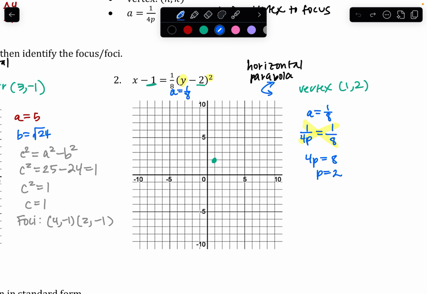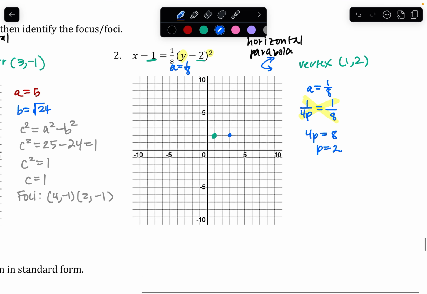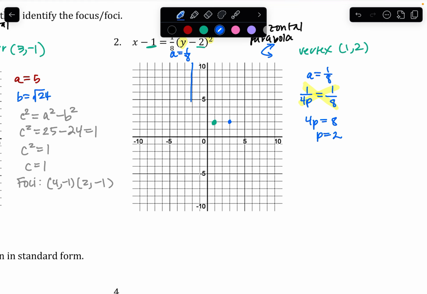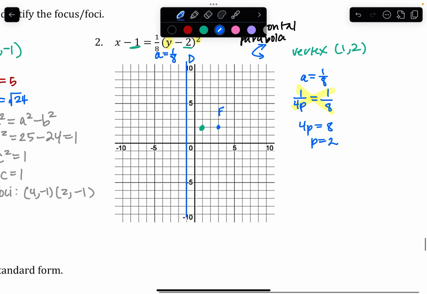If this was a vertical parabola, we would go 2 units up. But here we're horizontal, so we're going 2 units right. And then that means the directrix is 2 units on the other side. The directrix is a line, the focus is a point, and they're always equidistant from the vertex. Oh, I didn't go 2. So that would be at -1. Okay, and so that's the directrix, and then our focus is 2 on the other side.